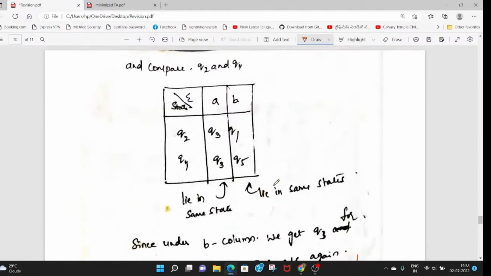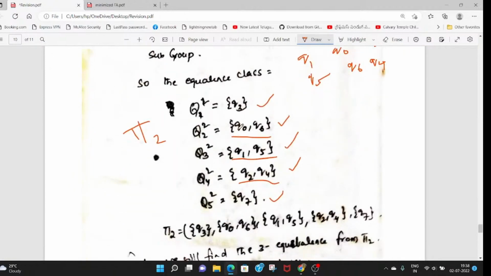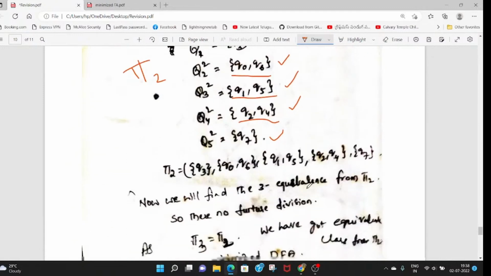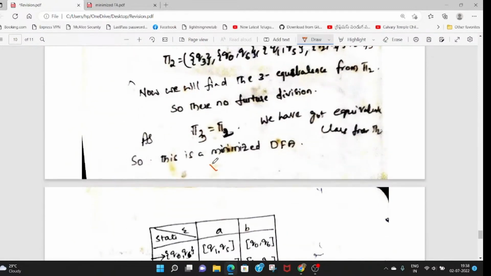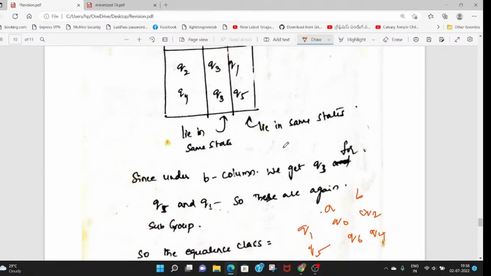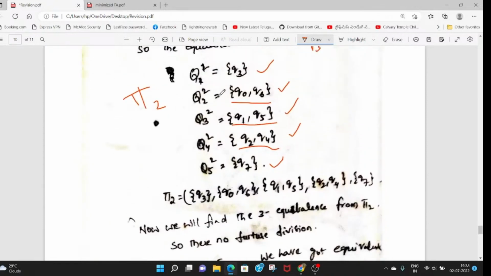And you compare Q2, Q4. See here Q2, Q4, one time you are getting Q3 in the same set, and then for Q1, Q5 in the same set. So now you are finding Q3 equals Q2. So Q3 is the current level and your previous level is Q2, pi 2. So both are equal. Because of this reason, we stop the construction of these sets, and you can group all these similar states.